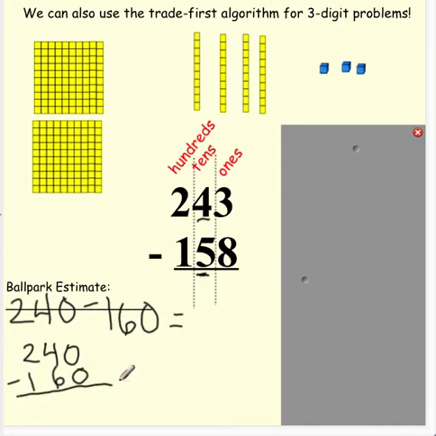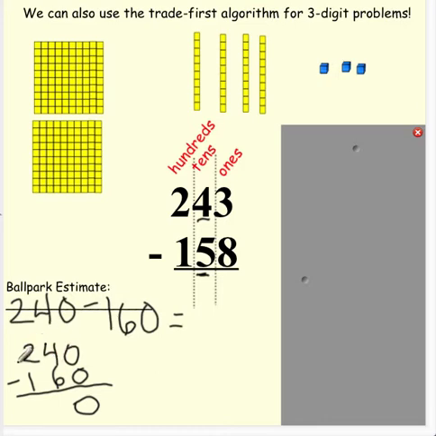Well, it'll give us a chance to practice our trades. 0 minus 0 is 0. 4 minus 6, this is where we run into a problem because the 6 is larger than the 4, so I cannot do this. I'm not going to use the blocks here because I'm estimating. I'll just show you what would happen.